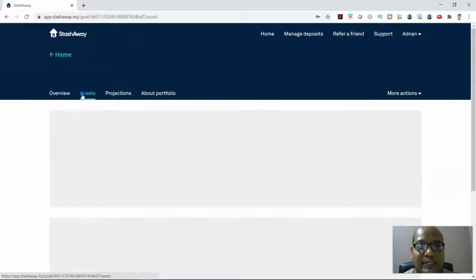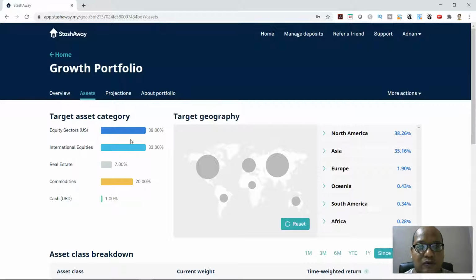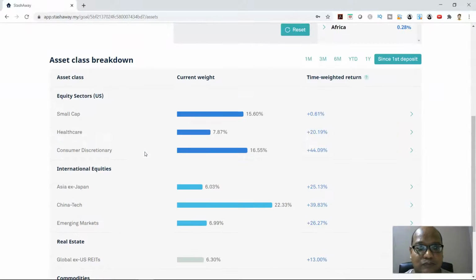In terms of assets for the growth portfolio, we can see that a big allocation is invested in equities, whereby 39% is invested in US equities and another 33% is invested in international equities.